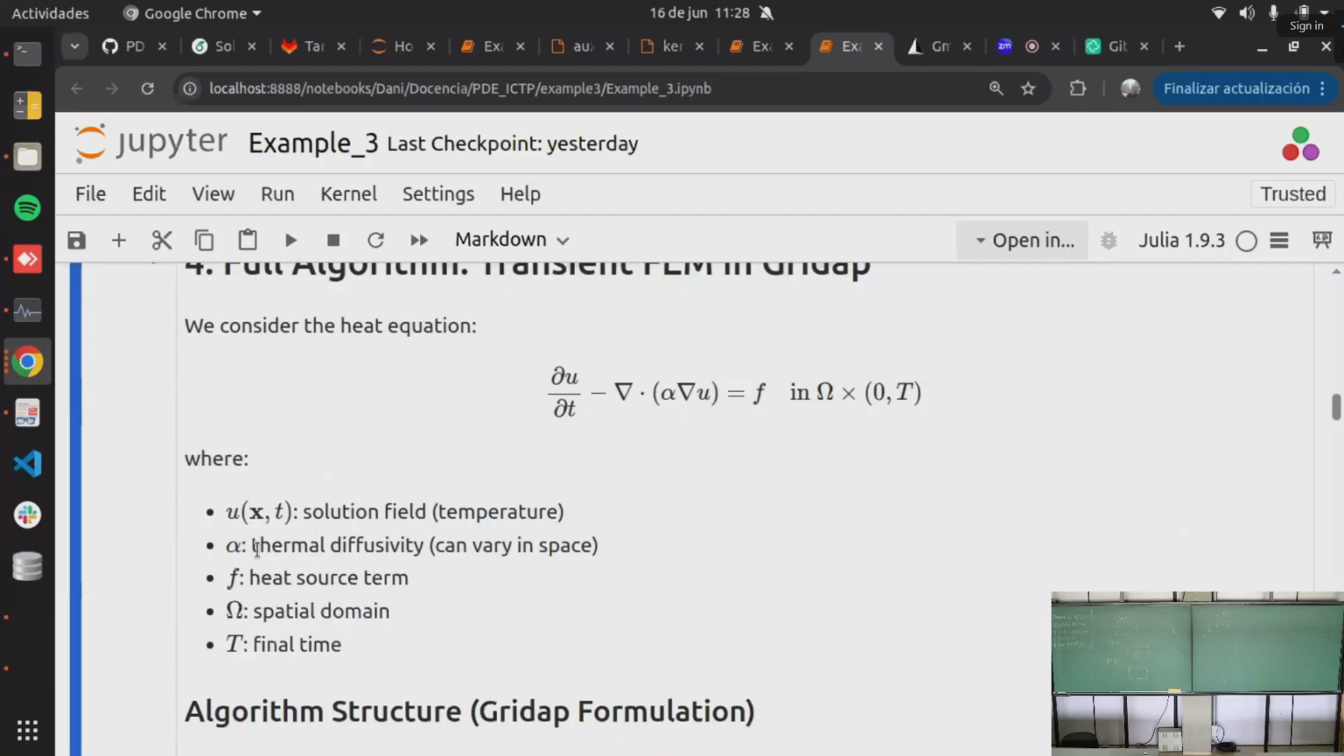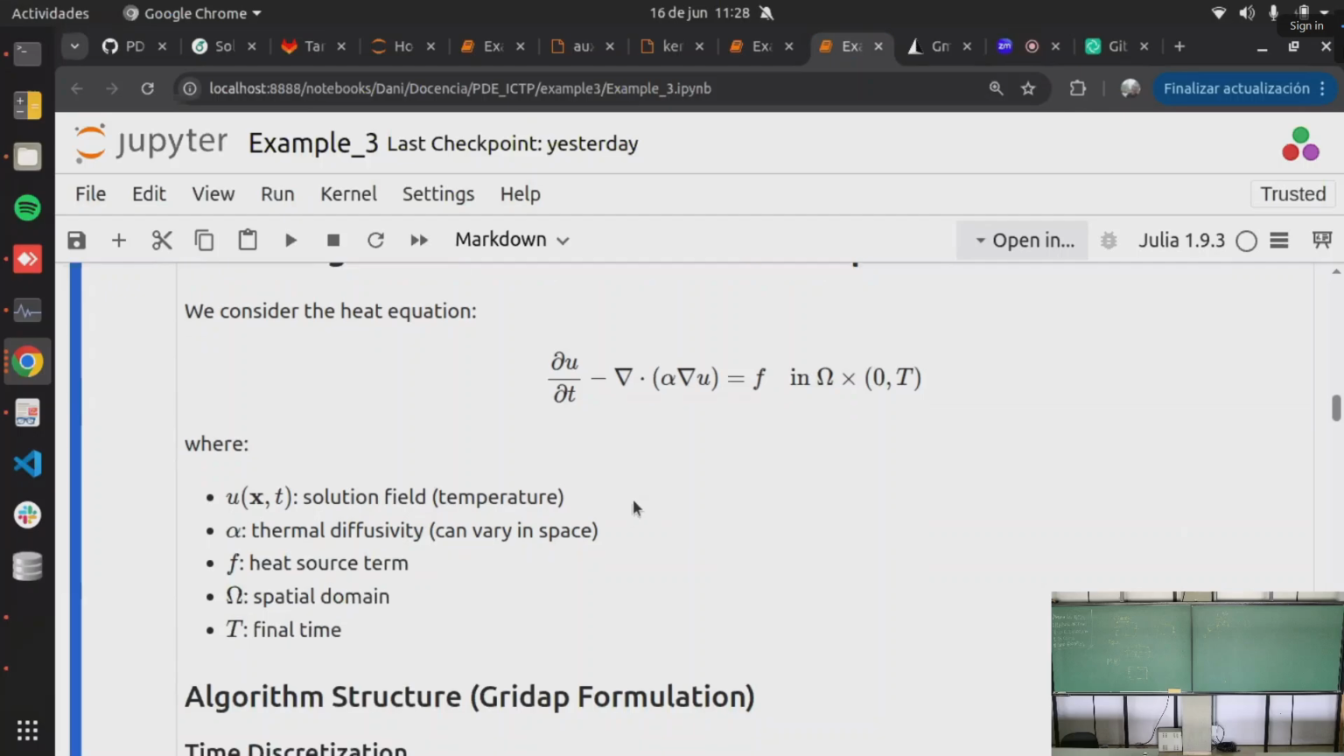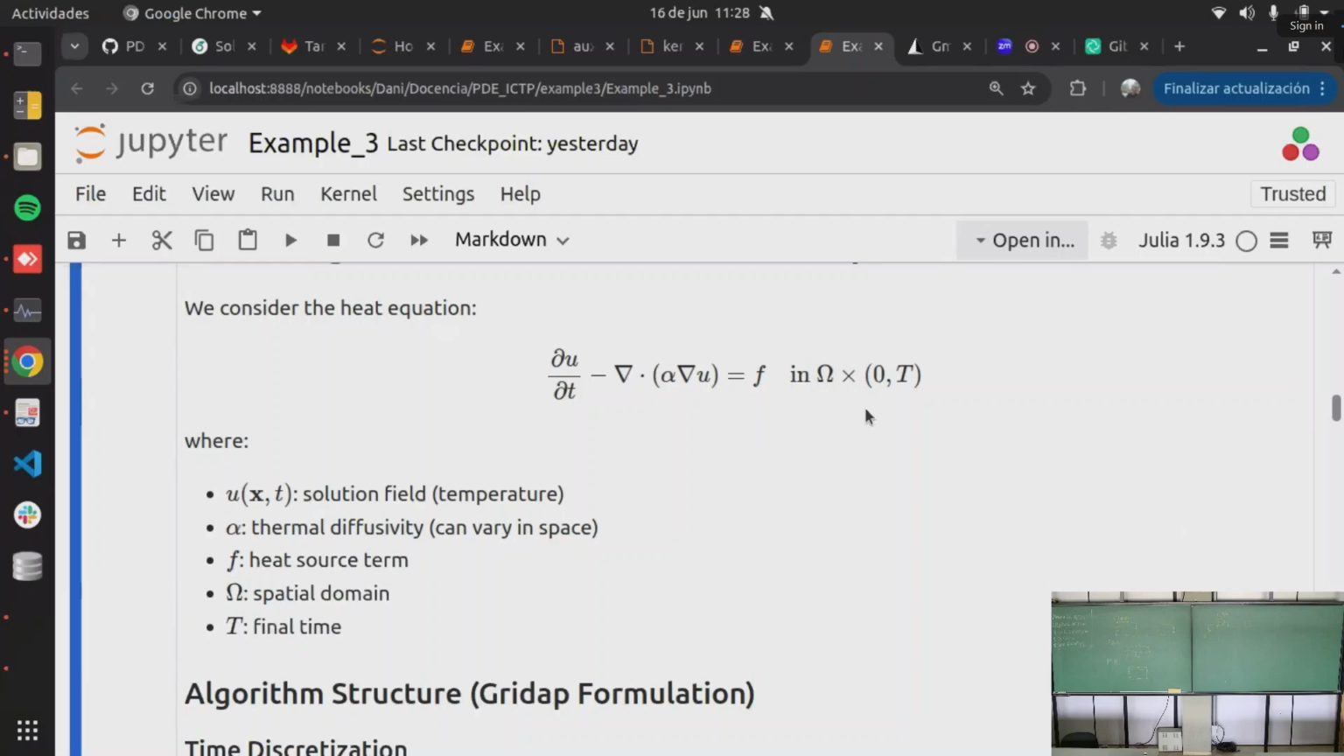And well, here alpha is the thermal diffusivity that changes with the material. But here we will suppose that the thermal diffusivity is constant in all the box. And the heat source will be zero.